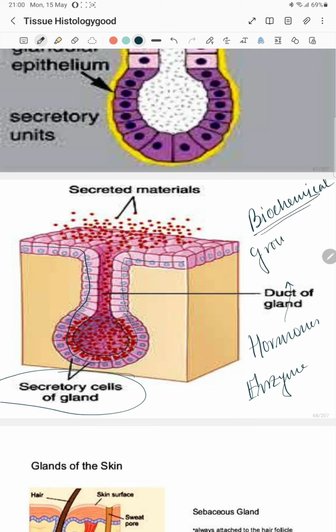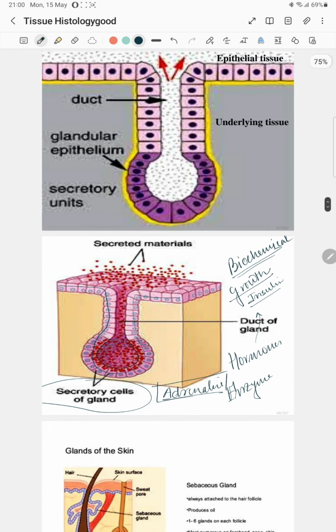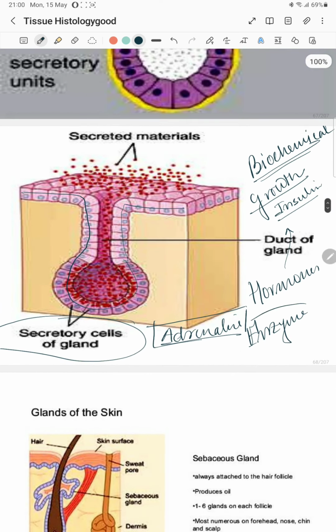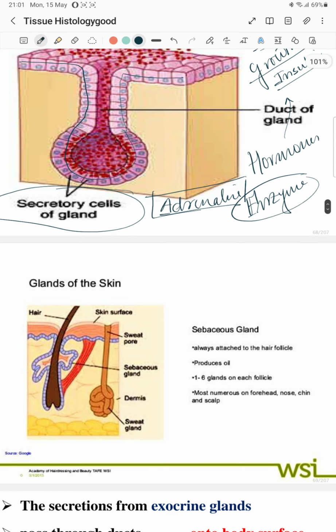Like for growth, we need growth hormone. With the sugar that we take through our food, we need insulin to control the level of sugar in the blood. Then we have the adrenal gland, adrenaline hormone. What does adrenaline hormone do? When we are angry, happy, sad, all these emotions are controlled by the adrenal gland. And enzymes are catalysts which actually help in increasing or decreasing the chemical reaction rate and help in bodily purposes. One of the most important examples of glandular epithelium is the sebaceous gland.